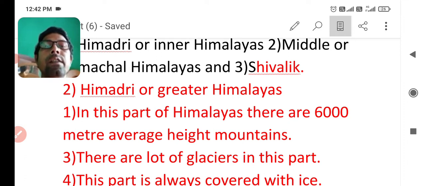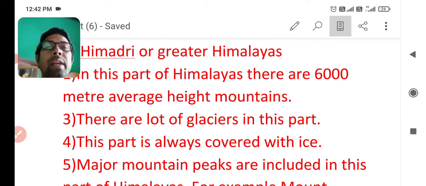First point is, in this part of Himalayas there are mountains of 6000 meter average height with peaks of average 6000 meters. So you know that there are different examples of highest peaks like Mount Everest, Nanda Devi. These are included in Himalaya mountain. It means Himadri mountain.